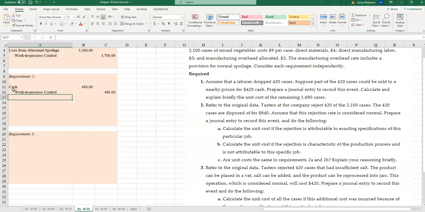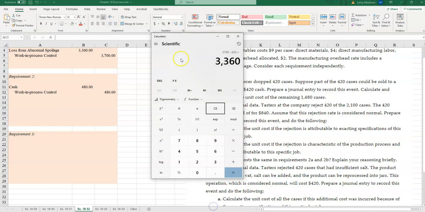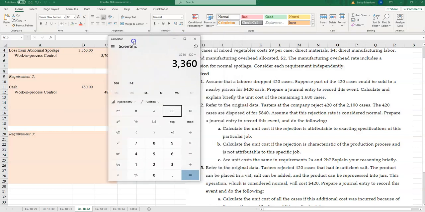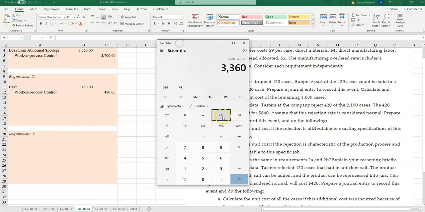So the cost of the remaining cases is going to be what in this case? Well, remember that this is part of the job itself. This is not part of the production process overall. It is because of the specifications for the job. So what we need to do is take our full 2100 cases and multiply that by $9 per case. So the total cost of those 2100 cases is $18,900.